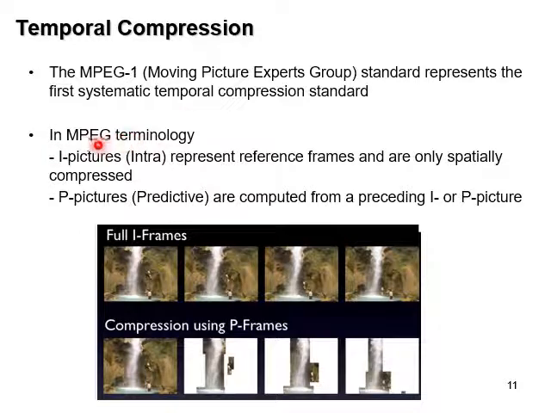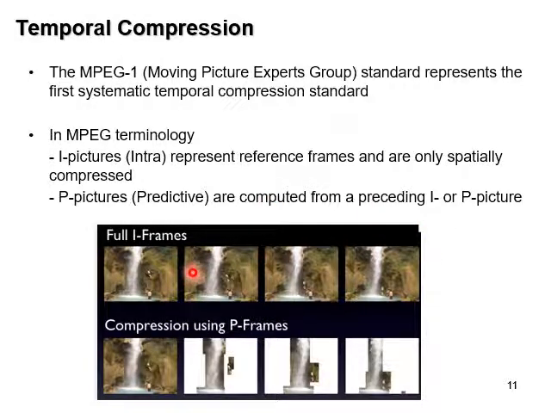MPEG has some terminology. It has two types of frames: frames that are called I pictures and frames that are called P pictures. I pictures, I is for intra, represent the reference frames that are only spatially compressed. So these frames will be stored in full, but using spatial compression, like JPEG, for example. While P pictures, P is for predictive, are computed using the idea of difference from a preceding I or P picture.